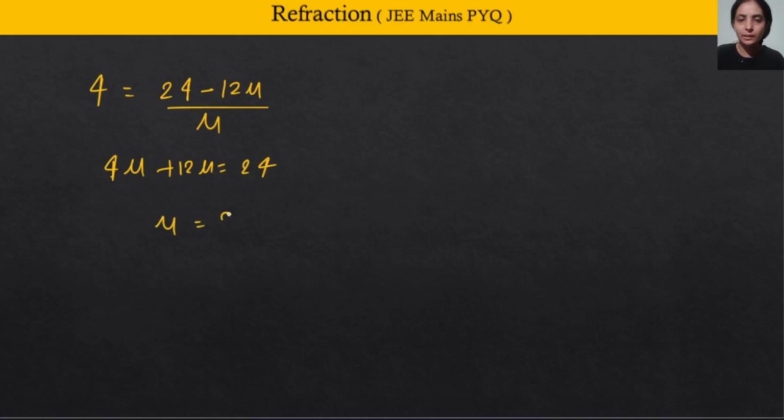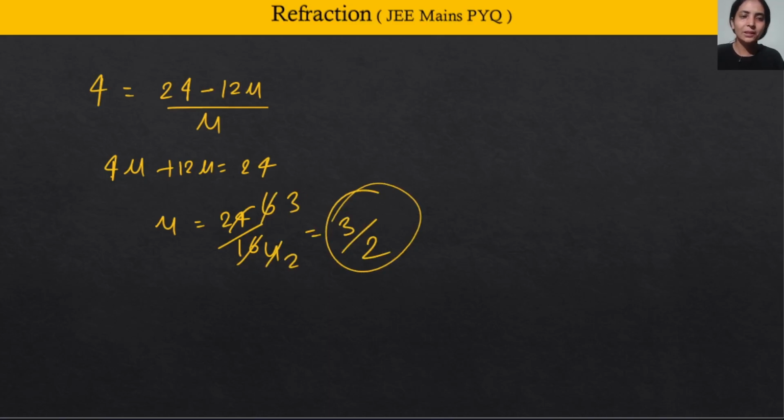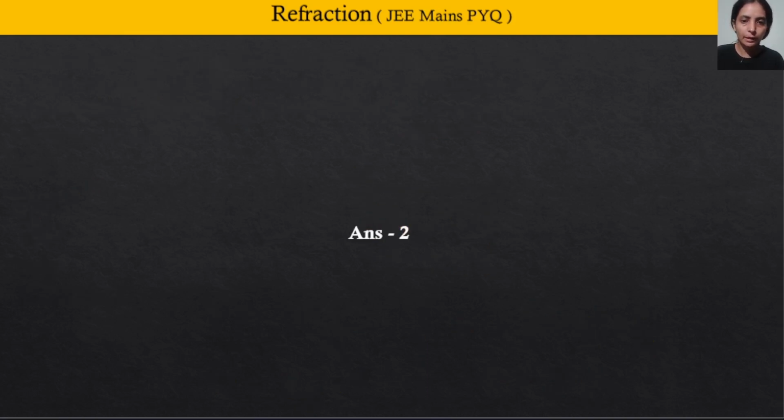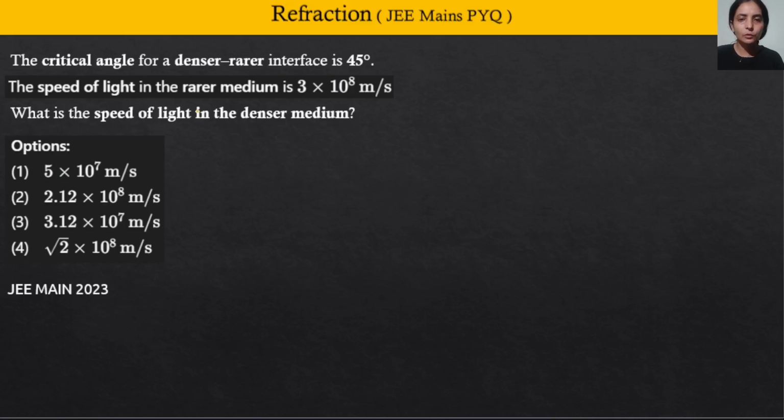12 plus 4, 16. 24 by 16. So this will become 3 by 2. This will be your answer. So simply you needed to put the formula and get the answer. So 3 by 2 will be the answer. Okay. Chalo. So now this is the question.